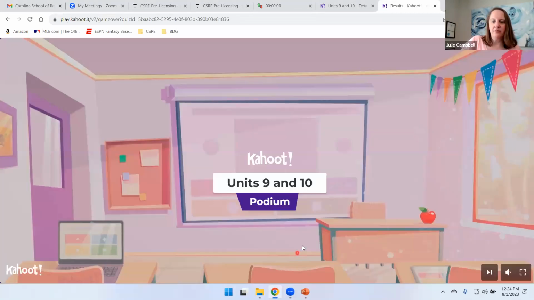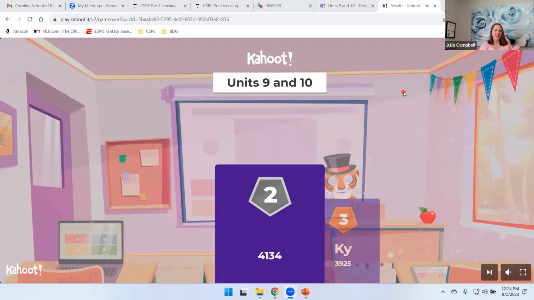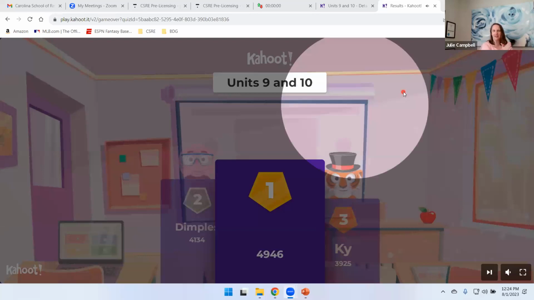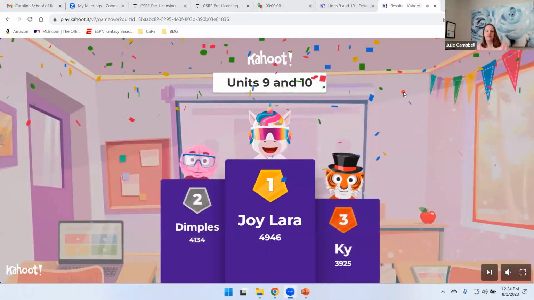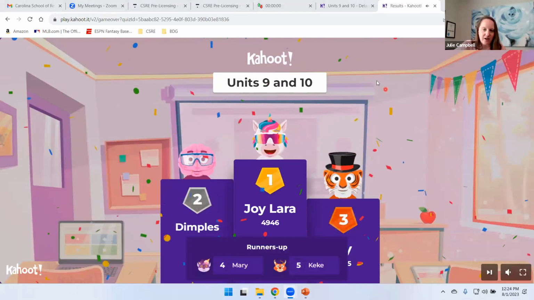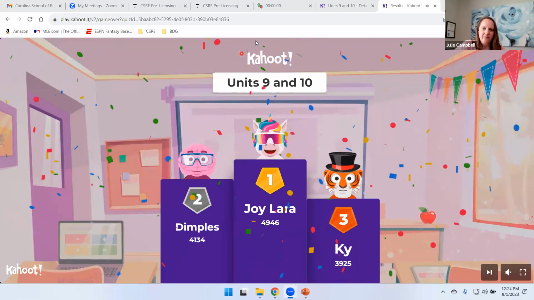All right, big reveal. Let's see. Our third place podium winner is Kai with a little top hat. Our second place podium winner is Dimples. You'll have to tell me who you are. And our first place this round is Joy Laura. I got fourth and fifth winners up of Mary and Kiki. Good job. That was a good Kahoot. Questions?